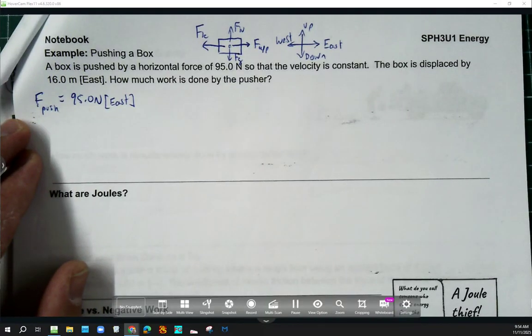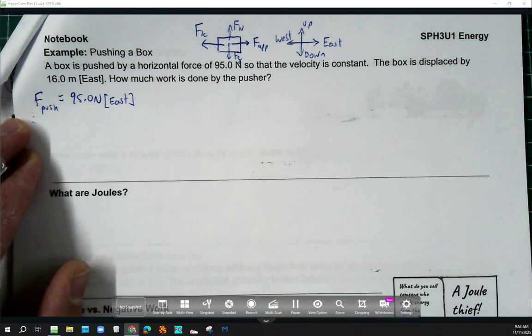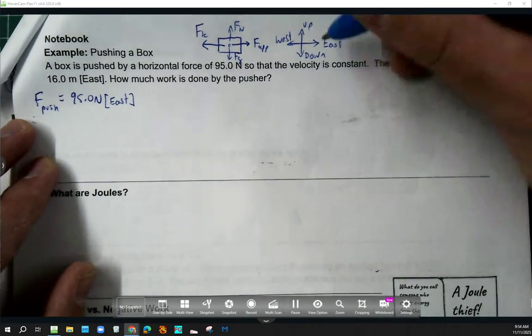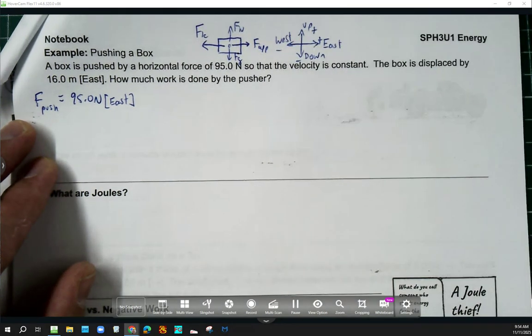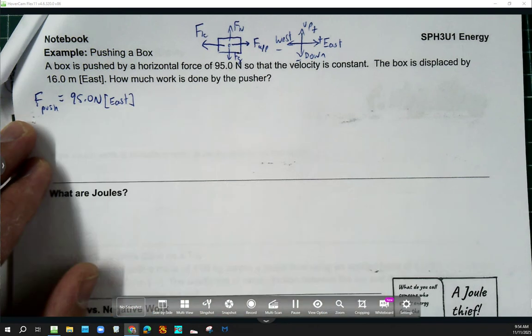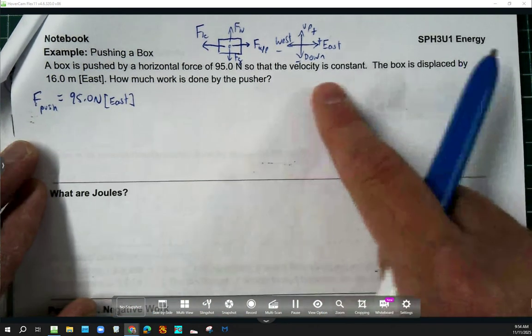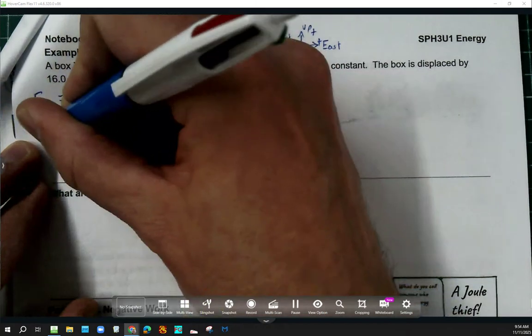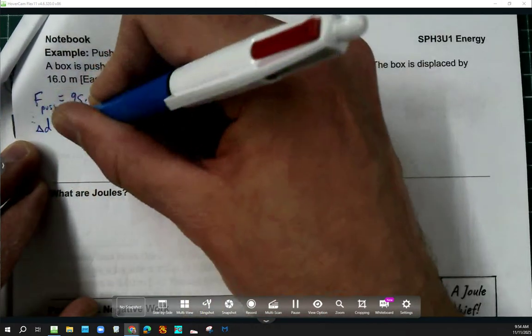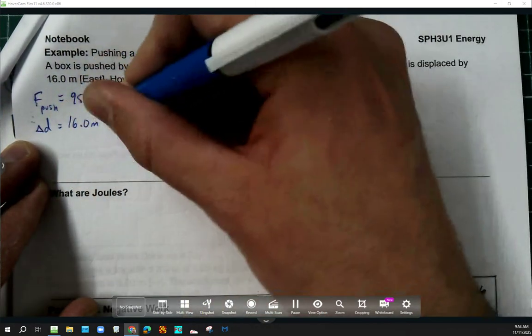Of course, friction would be acting to the west. So this is not an overhead view. We're just saying that forward is east this time, okay? And that's totally fair game. Up, down. All right, cool. Anyway, so this pushes to the east, and velocity is constant. The box is displaced by 16 meters to the east, so delta D is equal to 16.0 meters east.